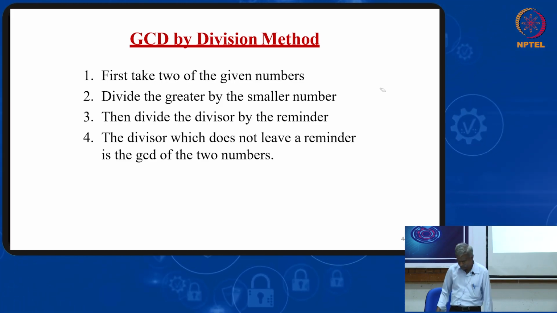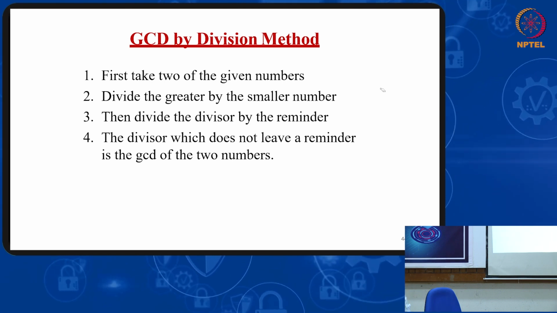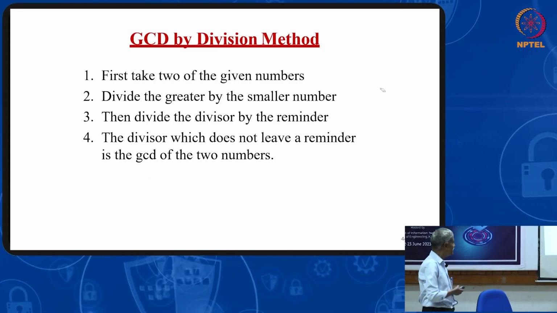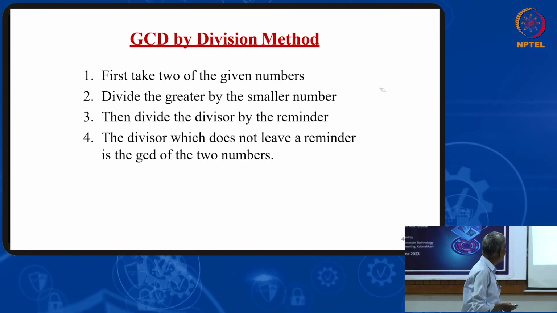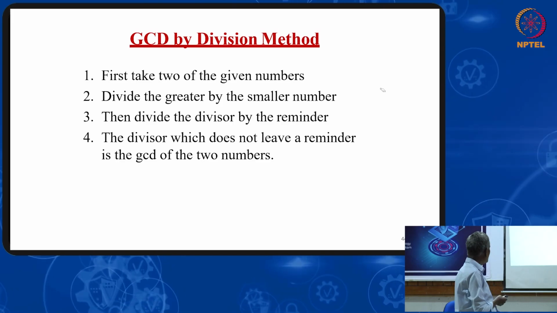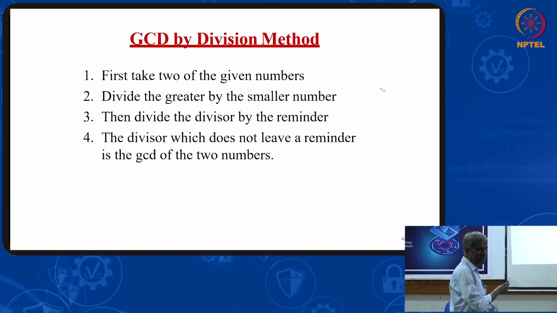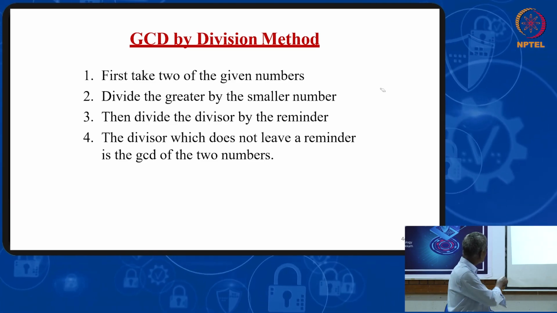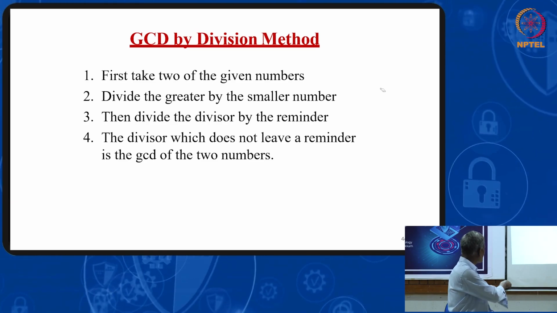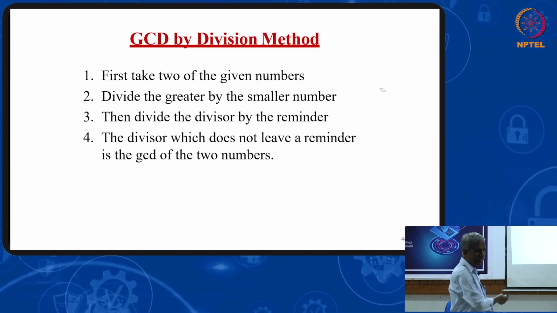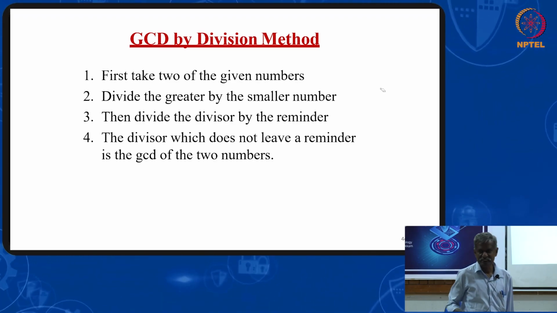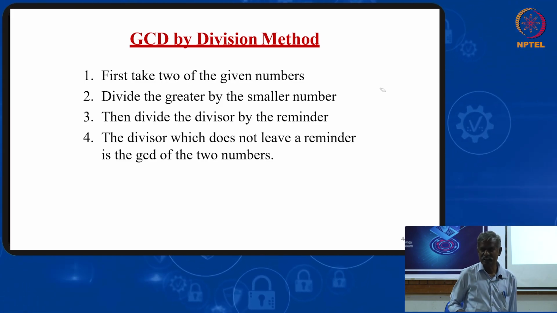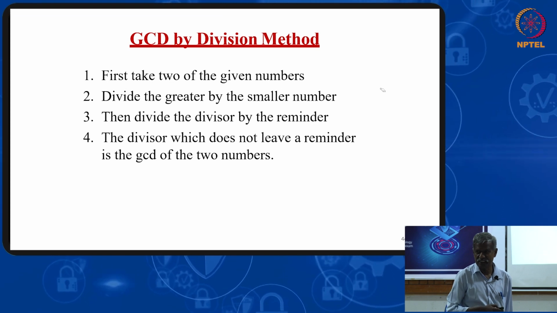Another method. You see the algorithm: first take the two given numbers, divide the greater by the smaller number, then divide the divisor by the remainder. The divisor which does not leave a remainder is the greatest common divisor. You keep going until we get 0, that is, until the remainder is 0.